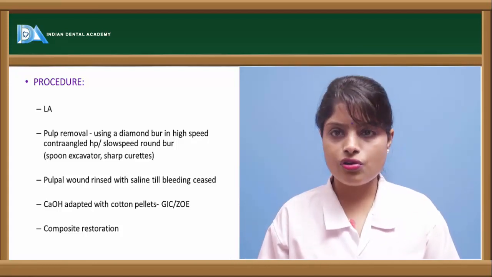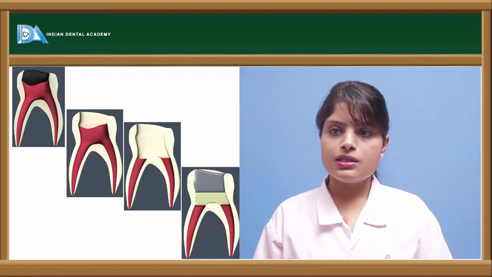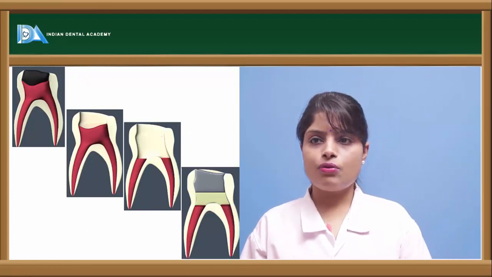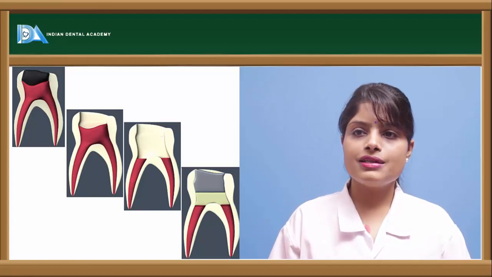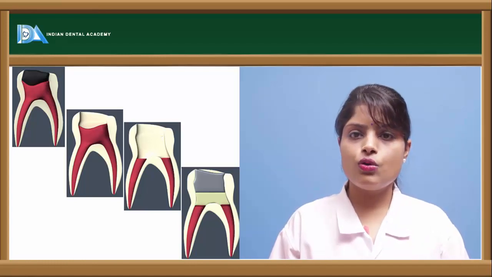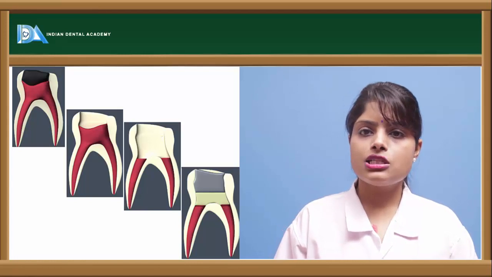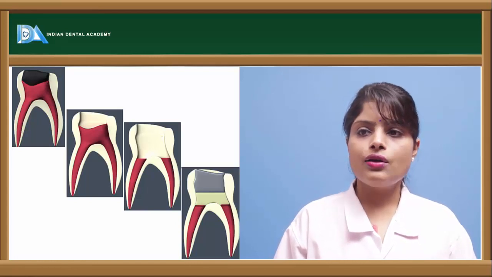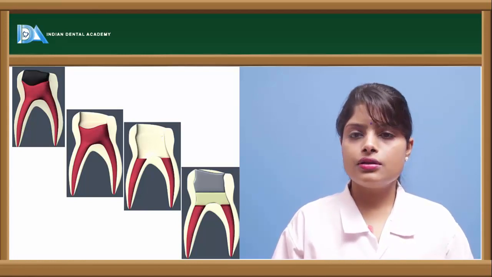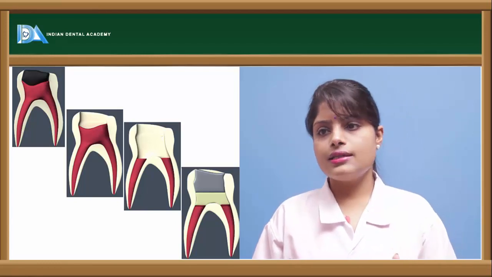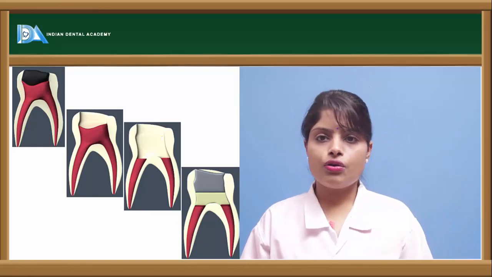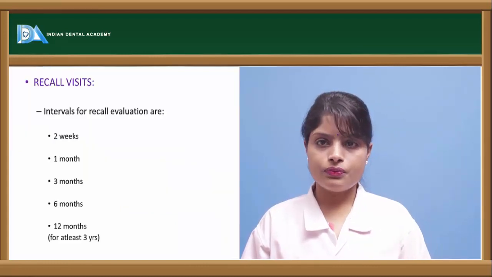or a composite restoration. These are the following steps of the pulpotomy procedure, in which the entire coronal pulp is extirpated by means of a slow speed round burr or a sharp spoon excavator, and over the pulp stumps the cement, calcium hydroxide or zinc oxide eugenol is adapted and the entire coronal chamber is filled.